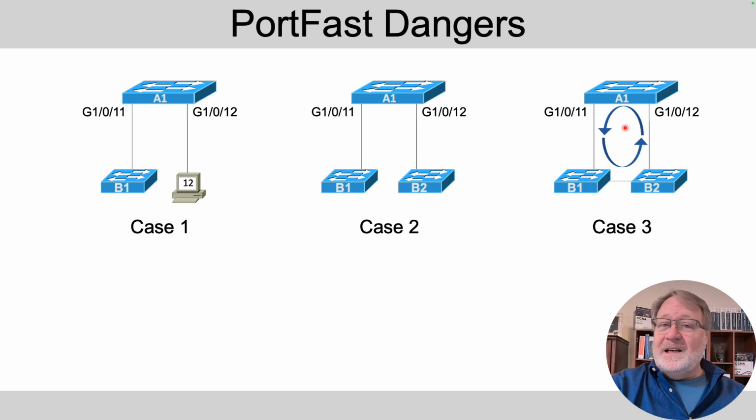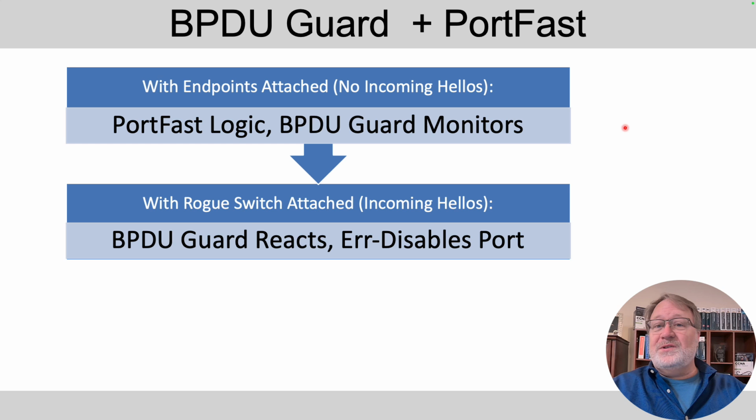So PortFast has rules to deal with this issue. You don't have to team it up with BPDU Guard. But what happens when you team it up with BPDU Guard is you get different logic in reaction to the receipt of one of those BPDUs. You get BPDU Guard's action.